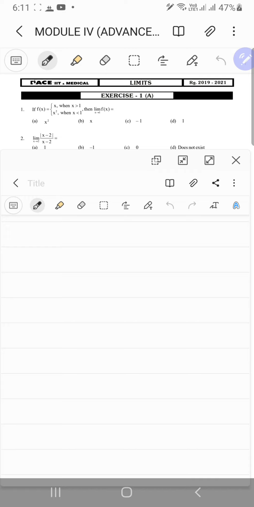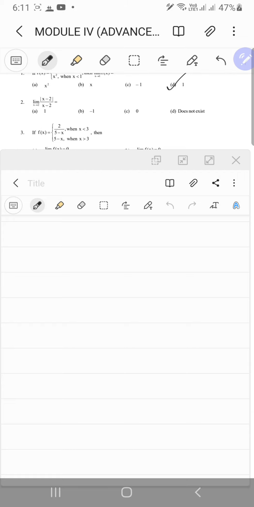And when x is bigger than 1, that is when x approaches 1 plus, we have to use f of x equal to x. So f of 1 plus is 1 plus, which is tending to 1. So both LHL and RHL are tending to 1, so that will be the limit. Next question.